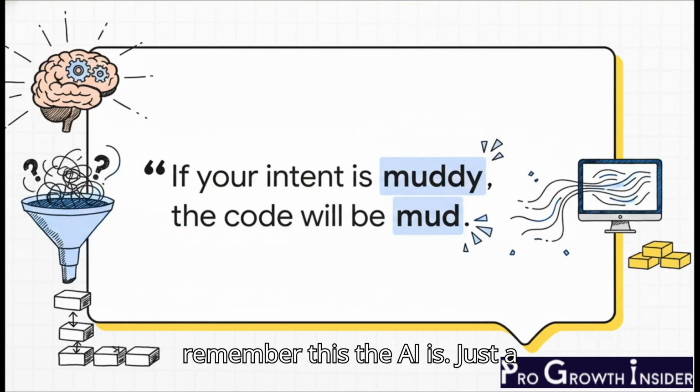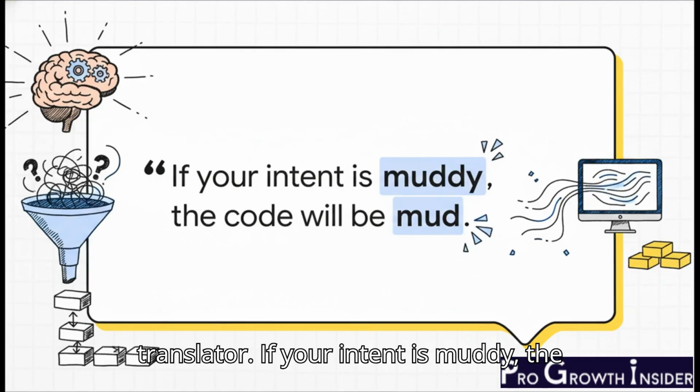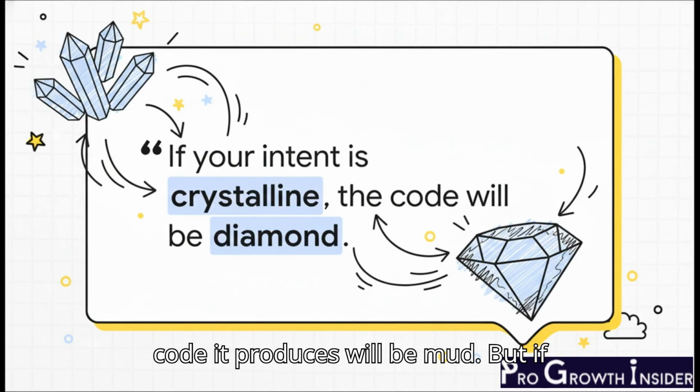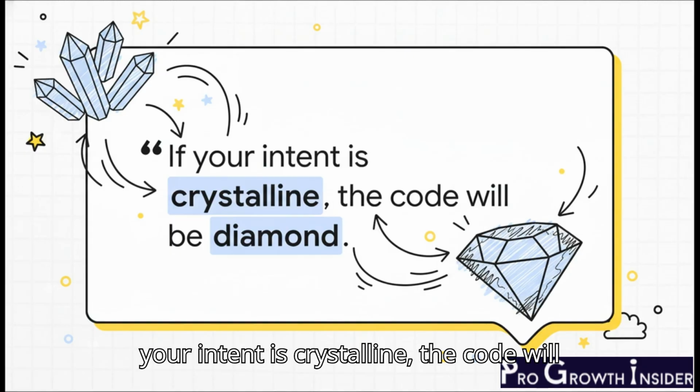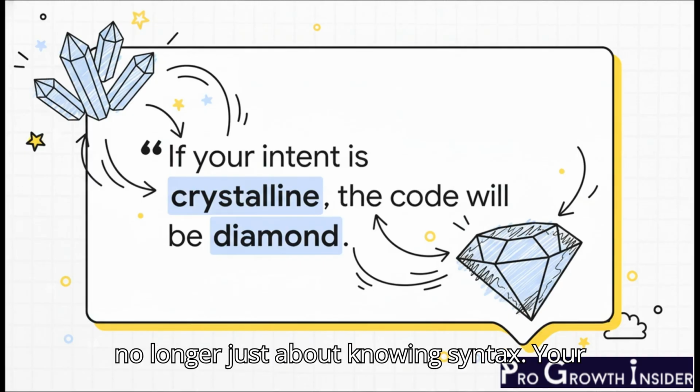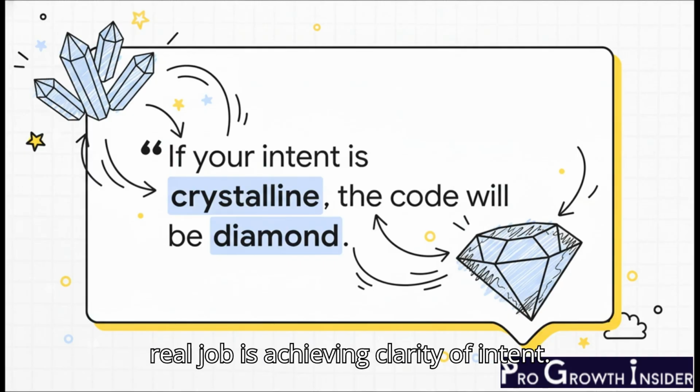The AI is just a translator. If your intent is muddy, the code it produces will be mud. But if your intent is crystalline, the code will be diamond. Your job as a developer is no longer just about knowing syntax. Your real job is achieving clarity of intent.